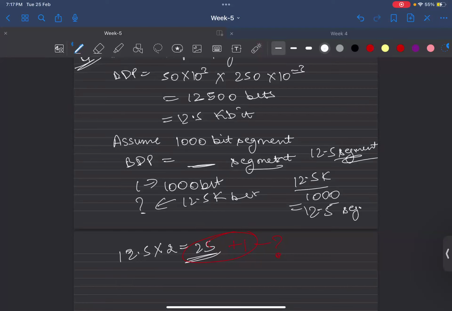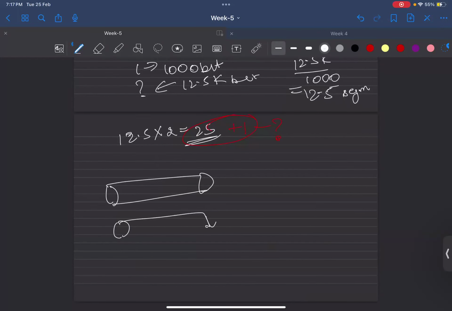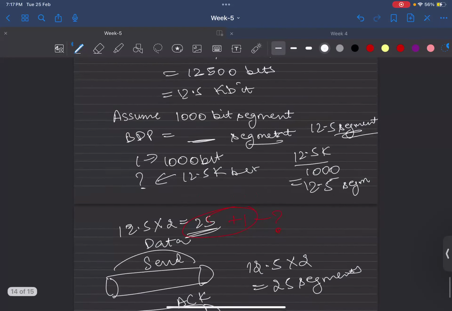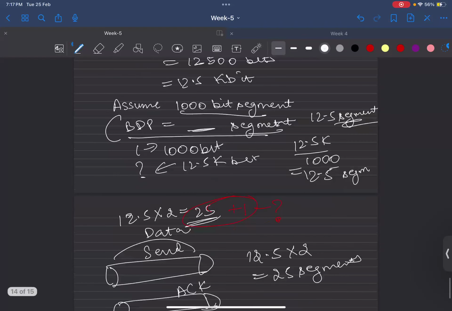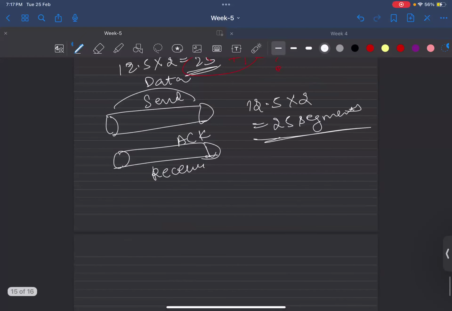And now the question is how many maximum number of segments are there. In the round trip, in both the pipes, one is the sending pipe and one is the receiving one, because here the acknowledgement part is there and here we are sending the data. So with the round trip time, we'll have a total of 25 segments. In 2 pipes, there were 12.5 segments each; in both it is 25 segments. Then they have written that it should be 25 plus 1. That's what I was asking: why plus 1 for the maximum number of segments?